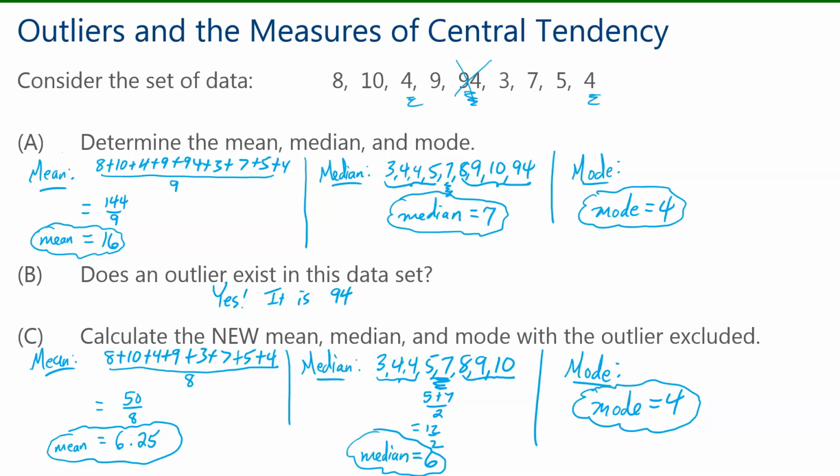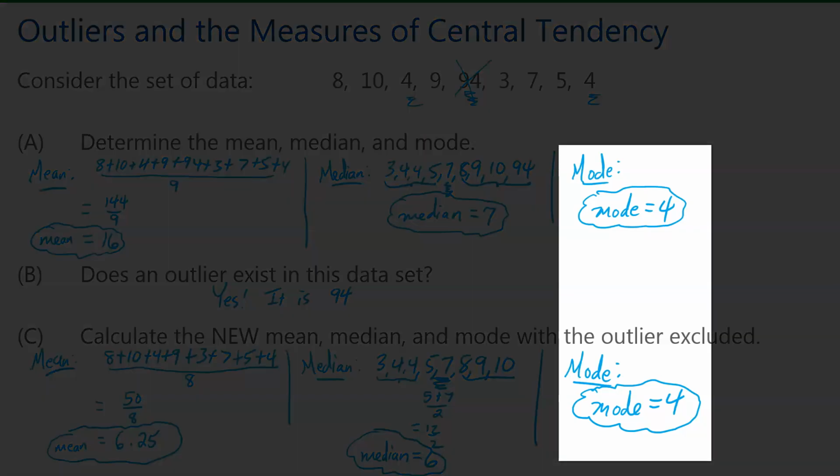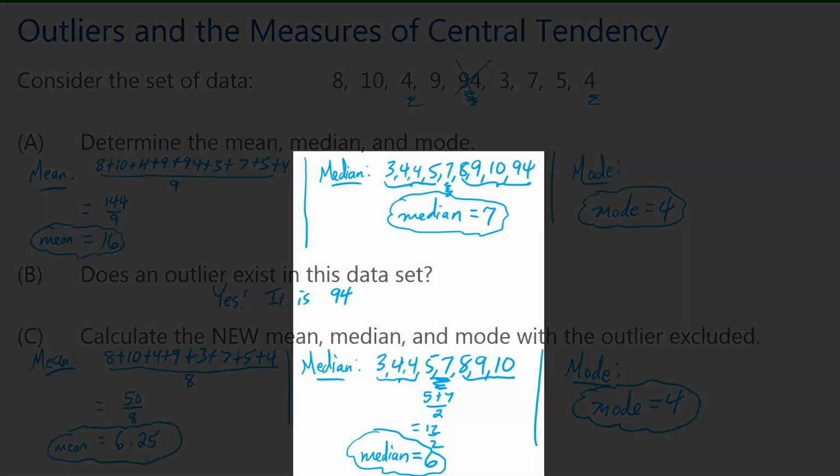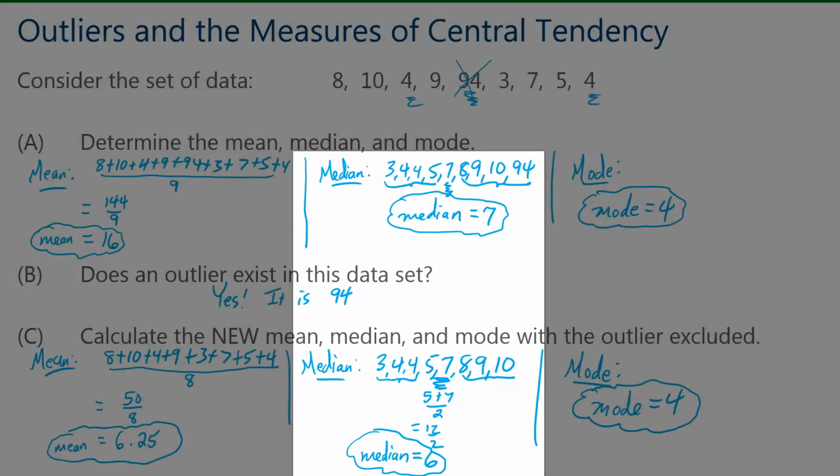What I want us to do now is have a close look at the values that we have obtained with the outlier included compared to the outlier excluded. Let's start with the mode. The mode with and without the outlier stays 4. If we compare our median values, in excluding the outlier, our median value only decreased by 1. Before it was 7, now it's 6.